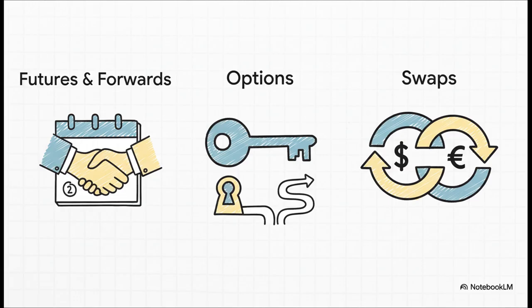Futures and forwards are basically agreements that lock you into buying or selling something at a future date. It's an obligation. Options are different. They give you the right, but not the obligation, to buy or sell. That flexibility is a really big deal. And then swaps are pretty much just agreements to exchange different kinds of payments.